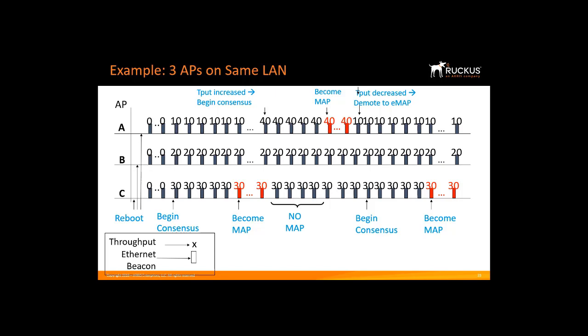Let's review another scenario. In this example, APs A, B, and C are all rebooted at the same time and are re-evaluating the path quality to the root AP. Here, AP C has the best path quality. It then begins the consensus period. After a 5-second interval, AP C claims the MAP bit.